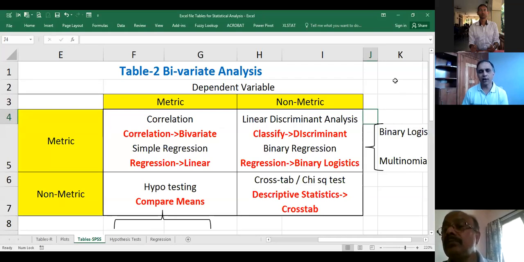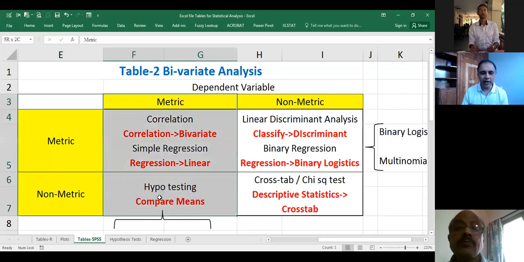The third question comes, how you measured? So I measured marks as the actual marks. Actual marks are metric. Now suddenly I come to this zone. Dependent variable is metric. Either correlation, regression, or hypothesis testing will be applied, not this block.